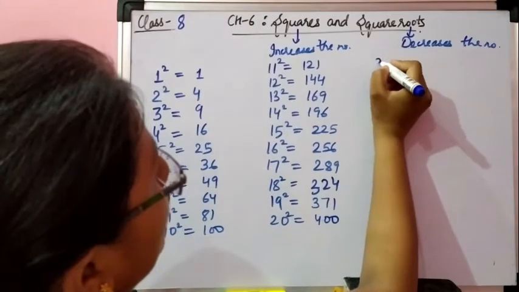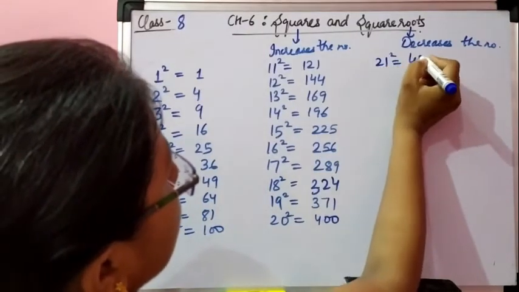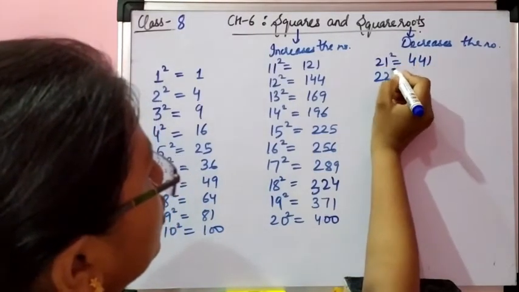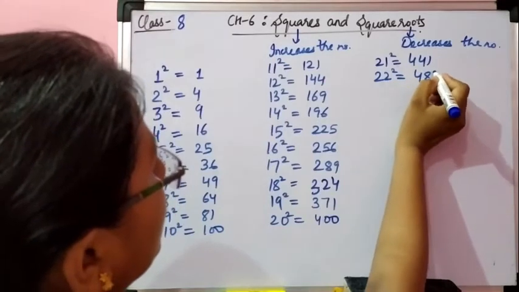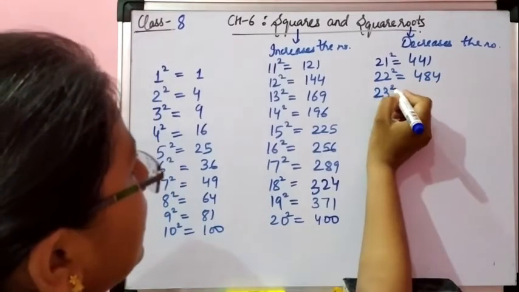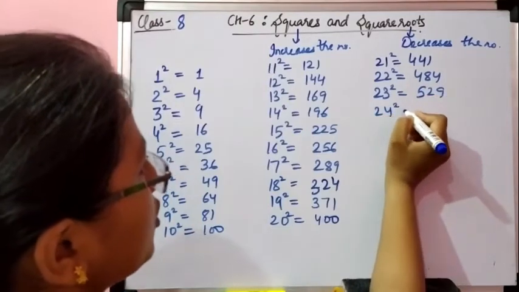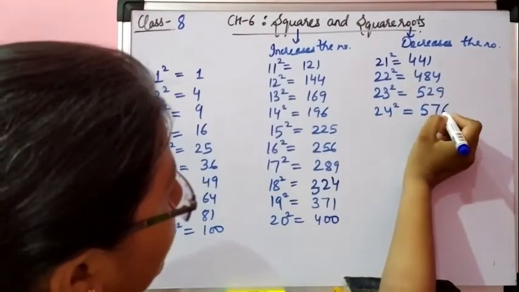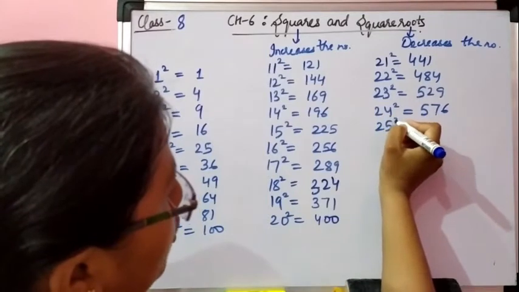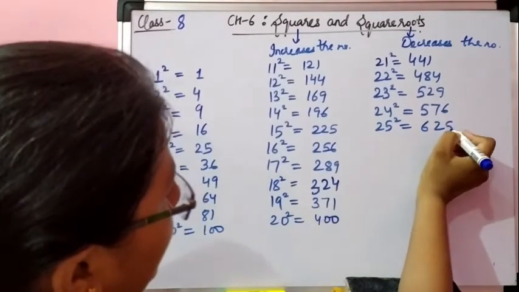Square of 21 is 441, 22 is 484, 23 is 529, 24 square is 576, and the square of 25 is 625.